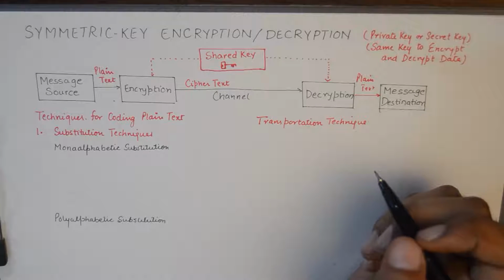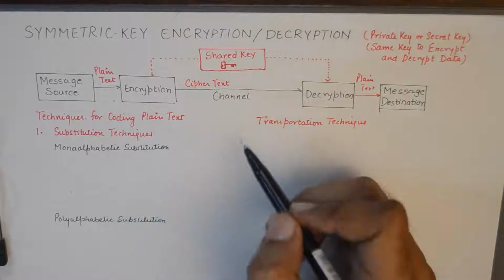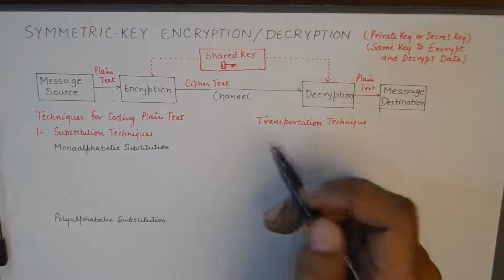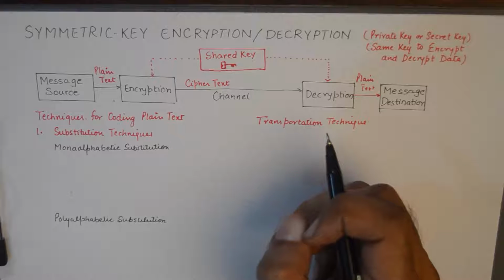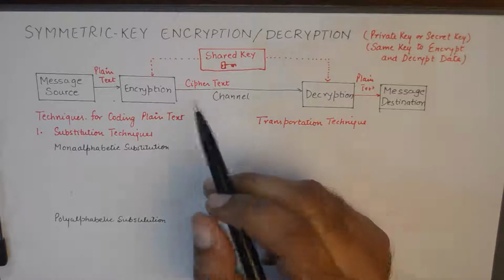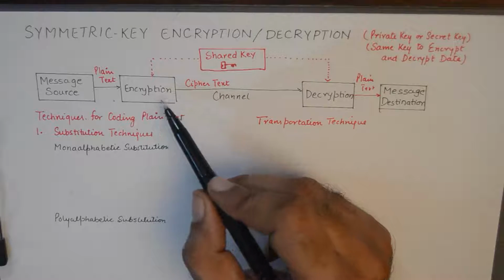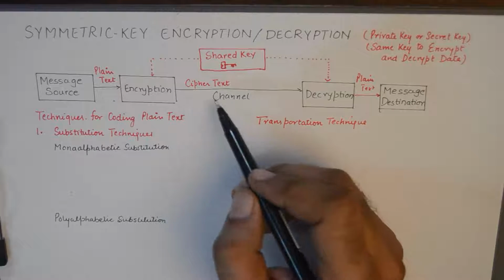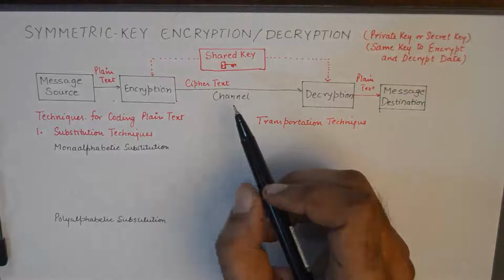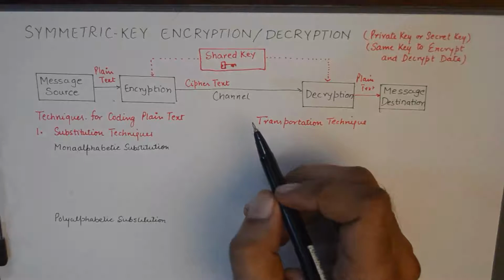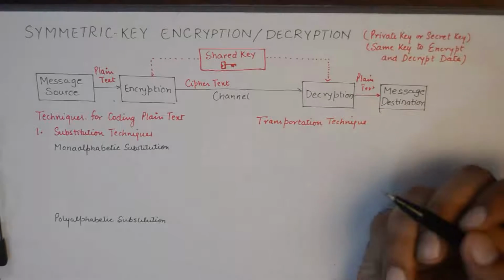We know the fact that the plain text should not be sent on a channel because of security reasons. So we do something with the plain text so that the text is encrypted and not easily stolen on the network or on the channel.